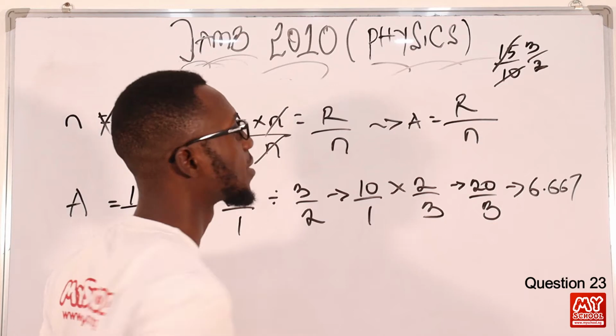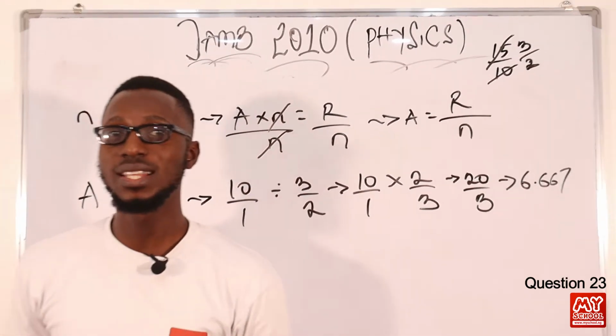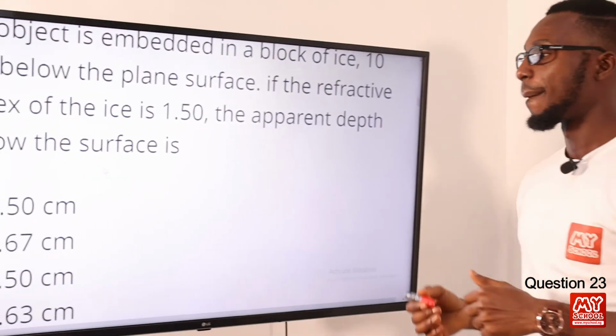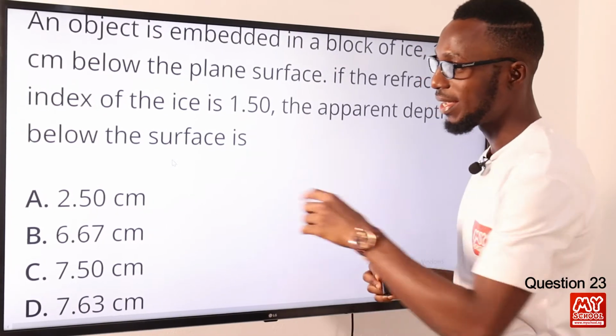6.66666. I cannot say 6.7 or 6.67. So let's see if I can produce that same answer on the screen. Remember your unit, centimeter. So where do I have that? Yeah, that is found in option B. So option B is the valid option.